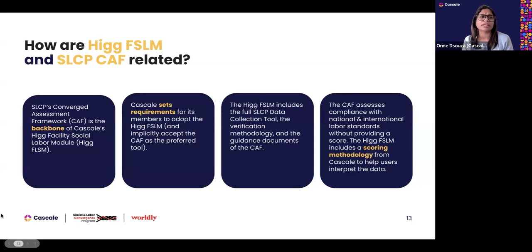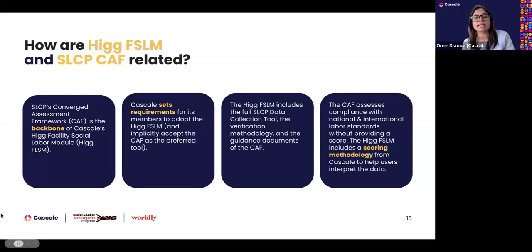CAF also checks the facilities against international standards and also local national labor laws, so that we can follow the same thing throughout the industry. It also helps in providing uniform data, because we follow the same verification process as what is derived by SLCP. When it comes to CAF, it doesn't provide any score.